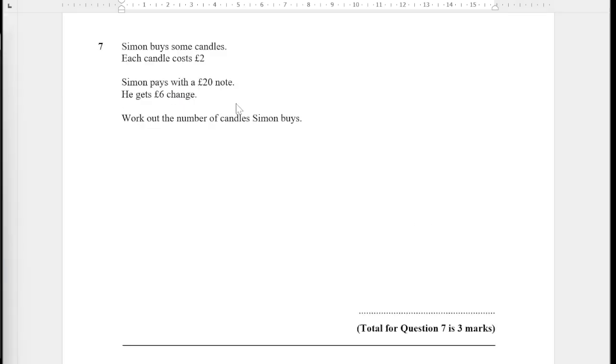So question 7. Simon buys some candles. Each costs £2. Simon pays with a £20 note. He gets £6 change. Work out the number of candles Simon buys. So we're saying he spent 20 minus 6. And that needs to be divided by 2. So that's going to be 14 divided by 2, which is going to give us 7 candles.